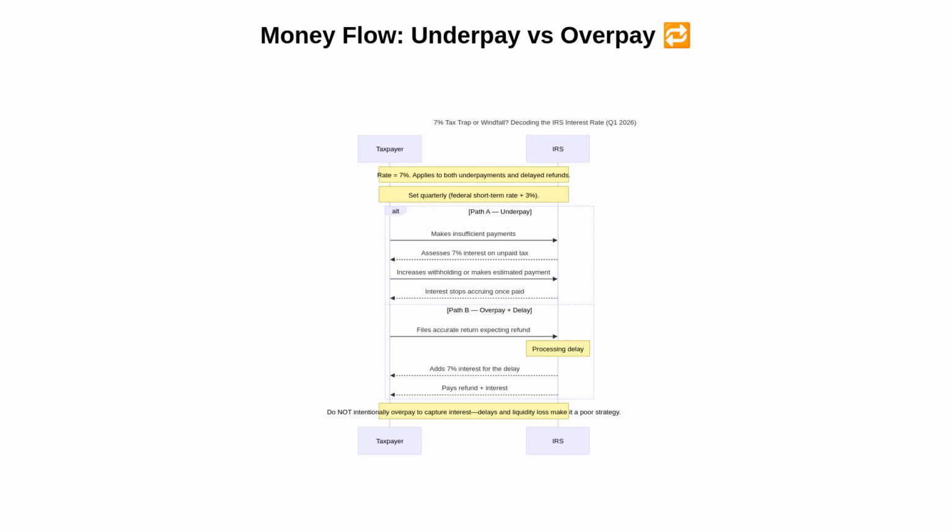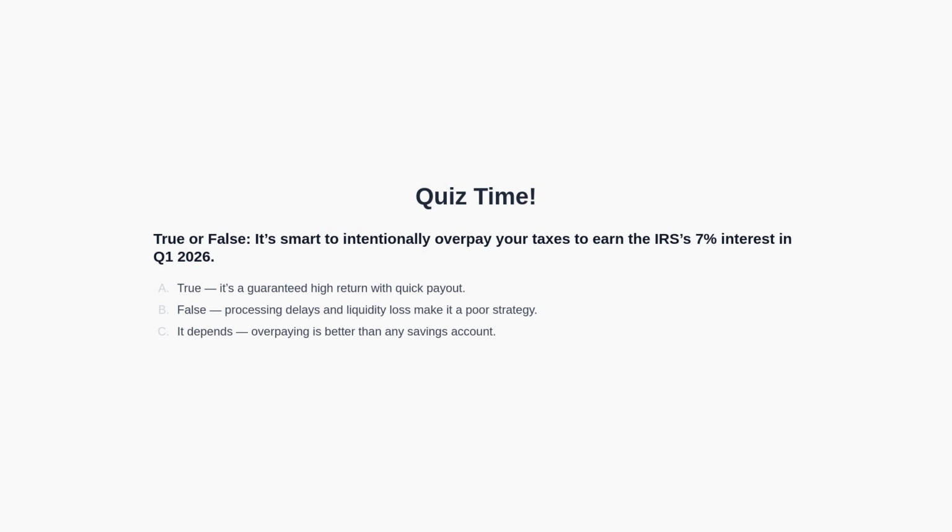Now let's reinforce learning with our first quiz. Quiz time. The question is, true or false, it's smart to intentionally overpay your taxes to earn the IRS's 7% interest in the first quarter of 2026? Option A. True, it's a guaranteed high return with quick payout. Option B. False, processing delays and liquidity loss make it a poor strategy. Option C. It depends. Overpaying is better than any savings account. You may pause the video now to think about the answer. We will discuss the answer in the next section of the video.